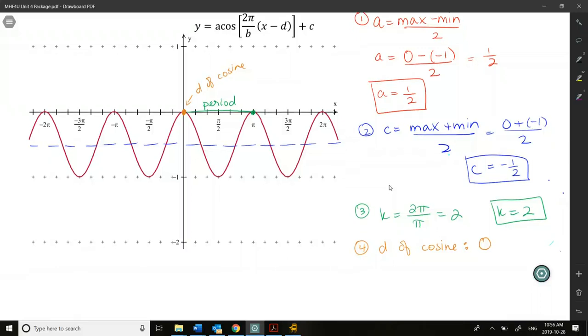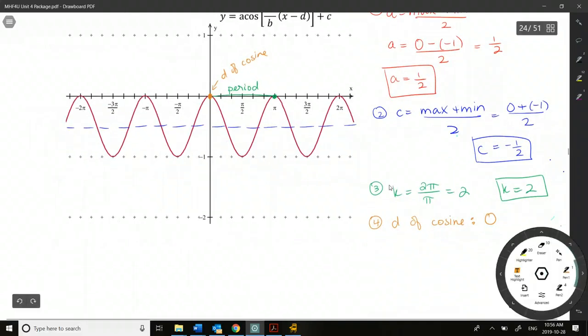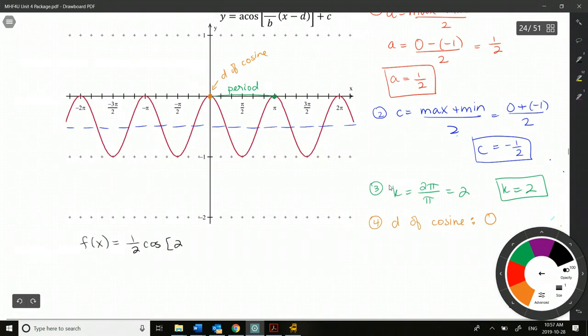I want to create the equation for cosine, and then I'm going to show you how we can find the d of sine using that equation. So we're just going to plug in all of our values into cosine. So I have half for a, 2 for k. Actually, I can just write this as 2x because our d value is 0. And then minus half for c.